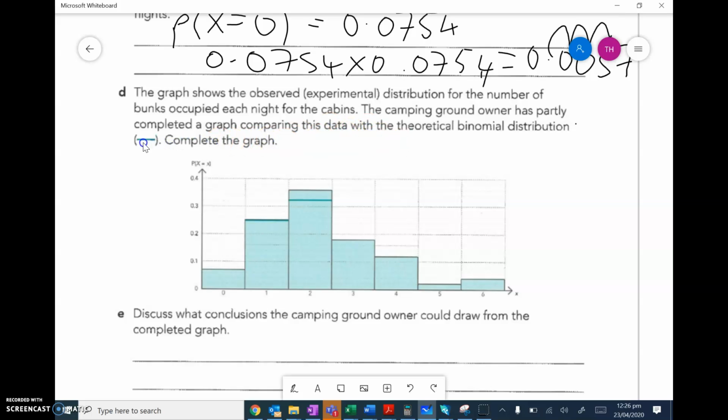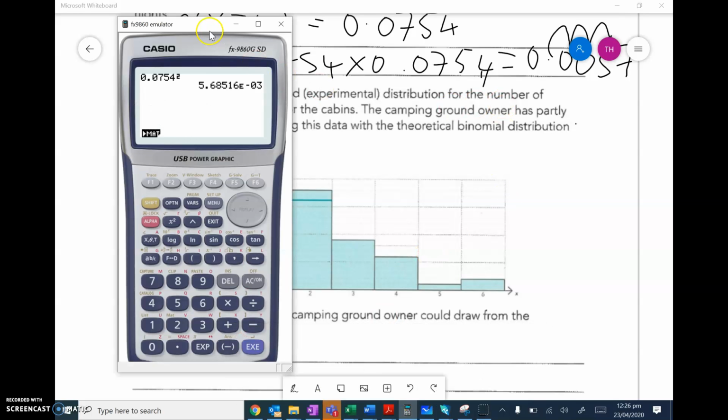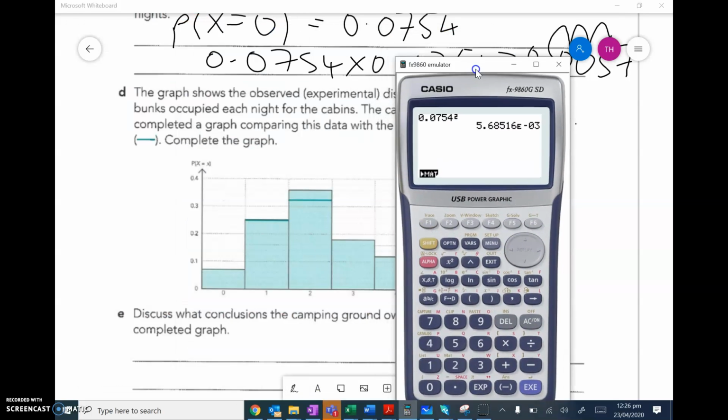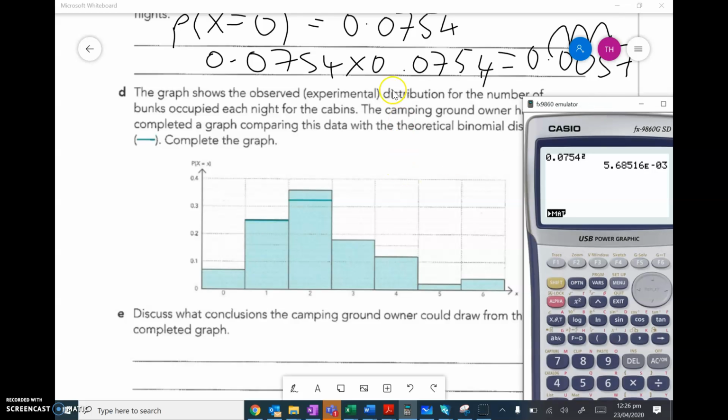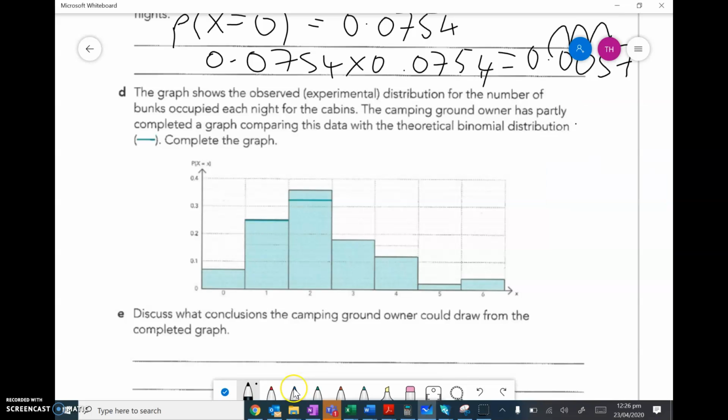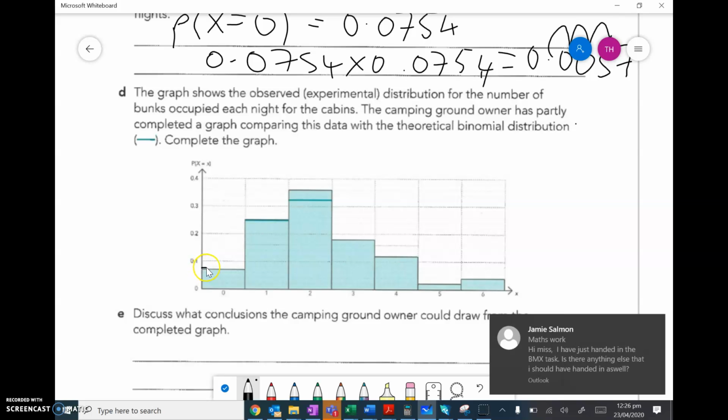So the lines are the theoretical binomial distribution. So he's done 1 and 2. So we're going to do 0. We've worked out 0.0754. We worked it out here, but x equals 0.0754. So very hard on here, but it's just a little bit above the line, just a tiny bit.